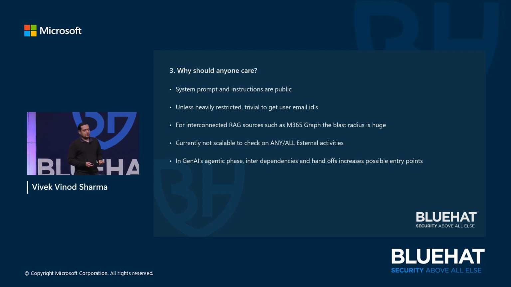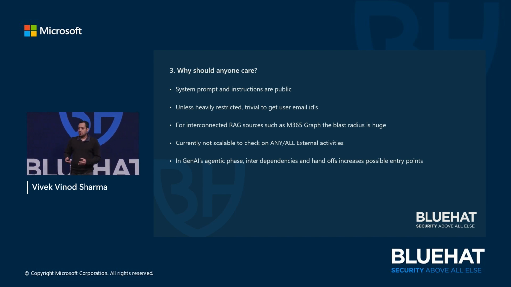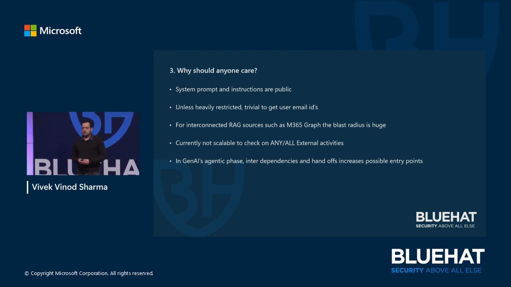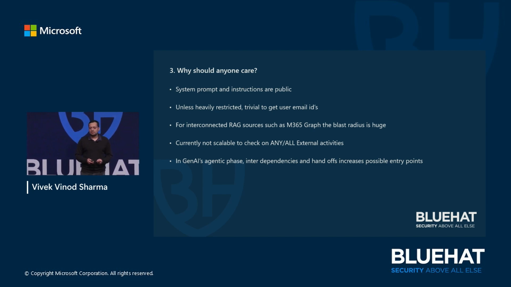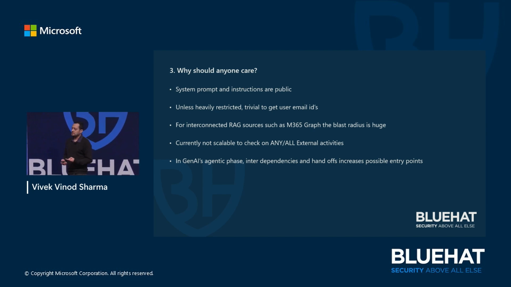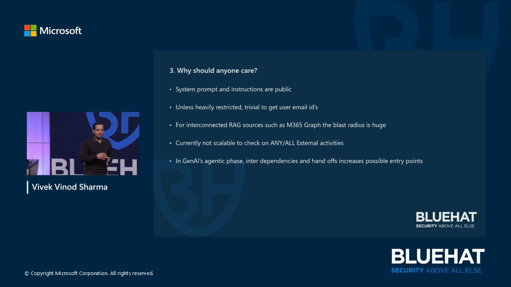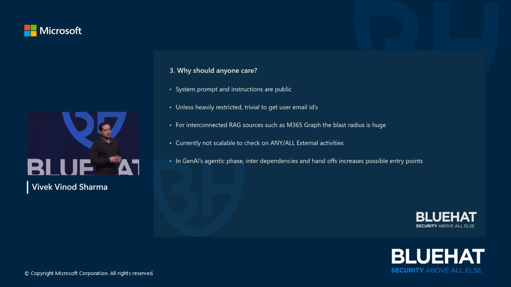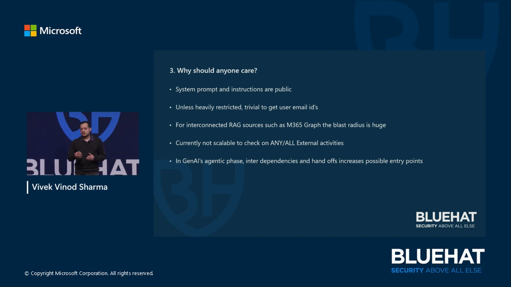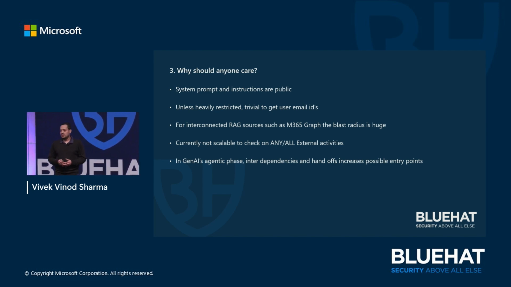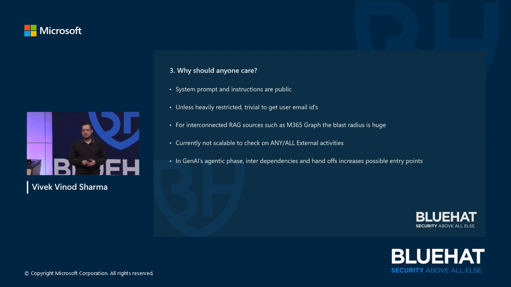So building on top of it, we know what RAG poisoning is. Why should we care? The first and foremost reason is that system prompts, the guardrails that define an LLM application, you can assume are public information. There are a lot of articles out there saying, oh, we were able to trick an LLM into giving out its system prompt. But we should assume that it is already public information. It's fairly trivial to get that information out.